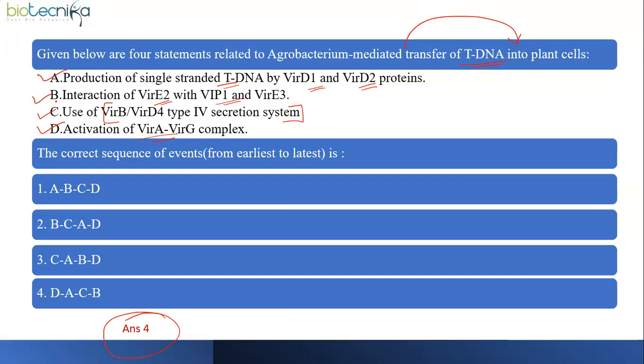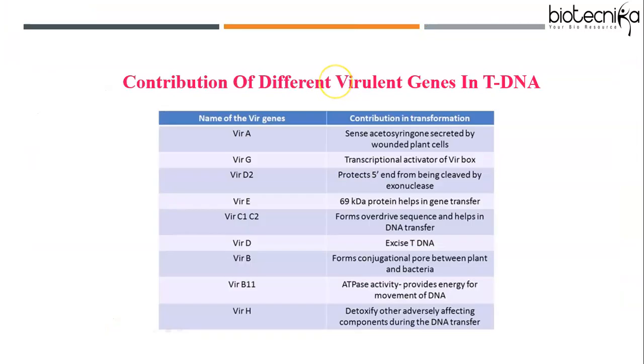Attending these kinds of questions requires 2 things. First, you should be clear about the functions of each protein. And second, the sequence in which the proteins are activated. If you look into this table, we have a number of virulence genes involved in gene transformation. Not in the experiment, in the natural process as well. VirA gene senses acetosyringone that is secreted by wounded plant cells. So that is the first virulence gene to be activated within the bacteria.